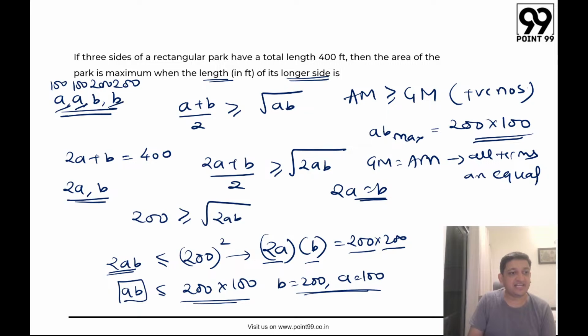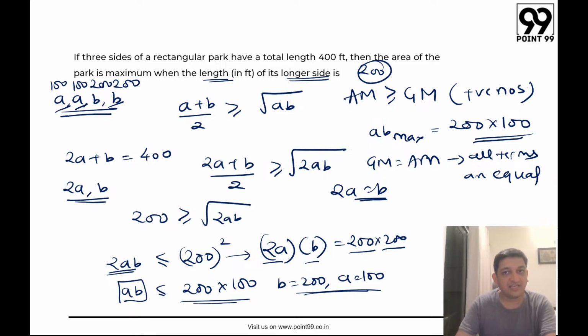And if we add these three sides, you are going to get 400 as the sum of the length of the three sides that we have. So we can say with absolute certainty that the longer side is 200 if we want to maximize the area of this rectangle. ठीक है?